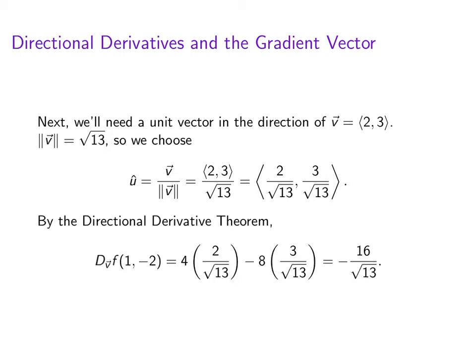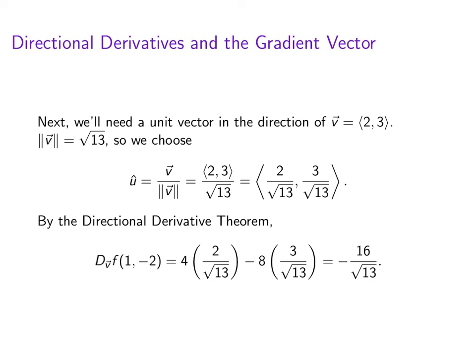And then finally, we'll just use our directional derivative theorem that tells us we just have to multiply the partial derivatives by the components of the unit vector and then add those up. So we'll get 4 times 2 over root 13 minus 8 times 3 over root 13, and we get a final answer of -16 over root 13.